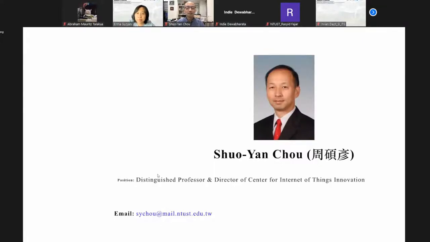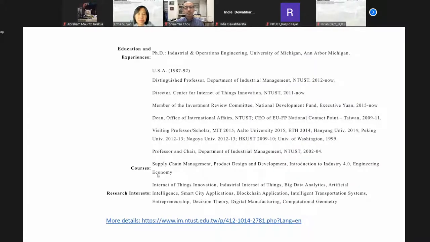Before we start, let me introduce our honored speaker first. Professor Shuo-Yan is a distinguished professor and director of the Center for Internet of Things Innovation at NTUST, Taiwan. Prof. Chou obtained his PhD in Industrial and Operations Engineering from the University of Michigan, Ann Arbor. His research interests are IoT innovation, industrial IoT, big data analytics, AI, smart city applications, blockchain applications, intelligent transportation systems, entrepreneurship, decision theory, digital manufacturing, and computational geometry. You can find more details on his website at NTUST.edu.tw. Very interesting, isn't it?